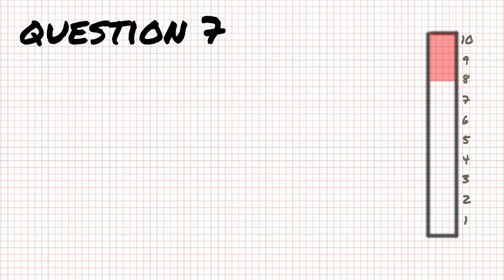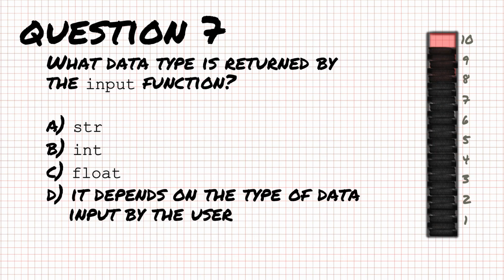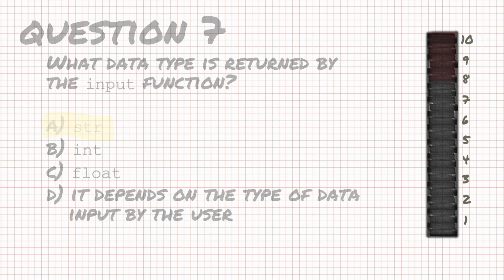Question 7. What data type is returned by the input function? Is it A, string, or str, B, integer, or int, C, float, or D, it depends on the type of data input by the user? The answer is A, string. The input statement always returns a string in Python 3, which is why we often cast or convert it to a numeric type if we're expecting the user to type a number.